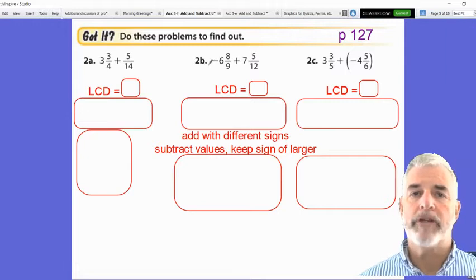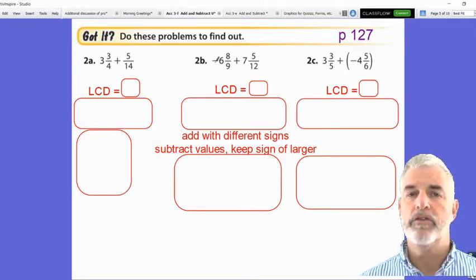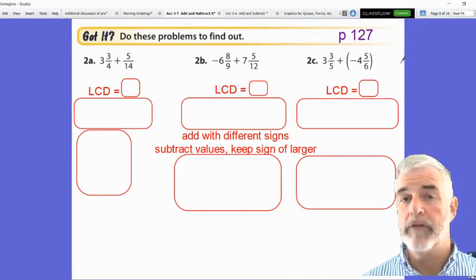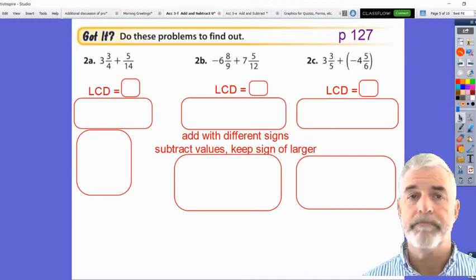Okay, and you'll see a subtraction problem here, okay, that this 2b, that's going to be one, and same thing with 2c. These are both going to require subtracting, and so that's where we need to look at regrouping. All right, so we'll go through those separate.